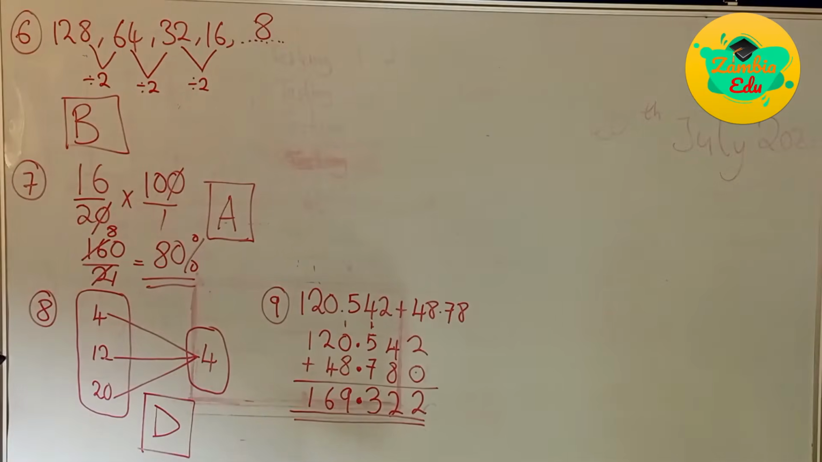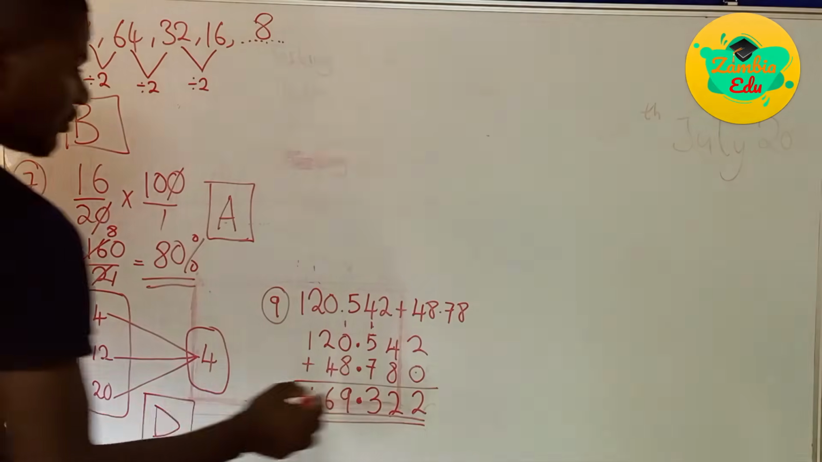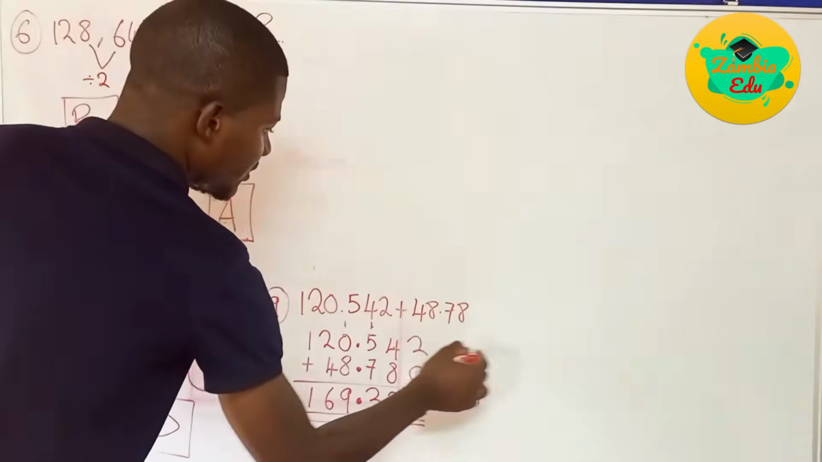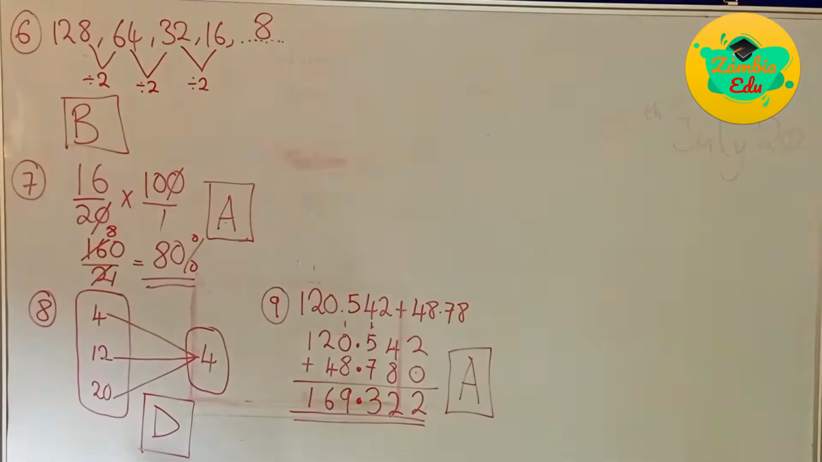Do we have that answer on our multiple choice? Our A is 169.322, which is the answer that we are looking for. So I won't read the other options, to save time. We'll just end on this one. So our answer for number 9 is A.